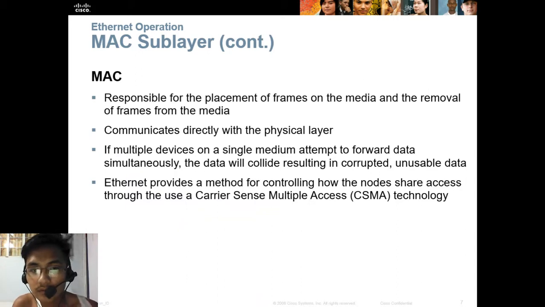So the MAC detects if there's an attempt at forwarding data simultaneously, which makes the data sent corrupted or unusable.